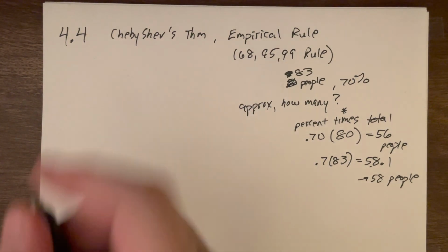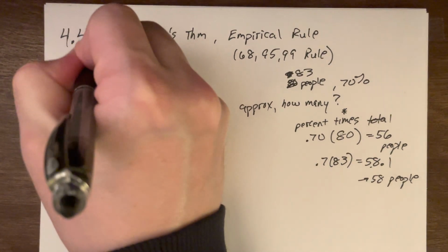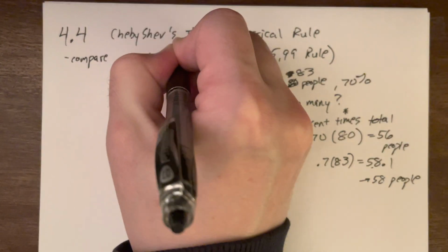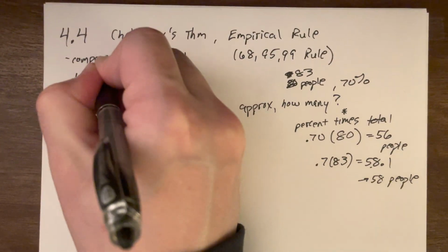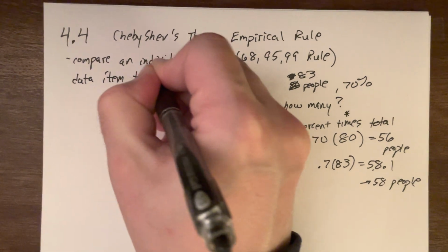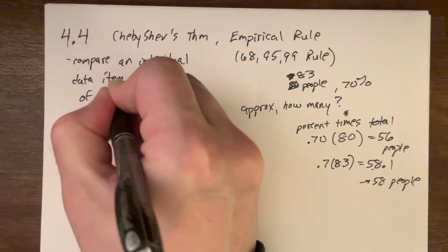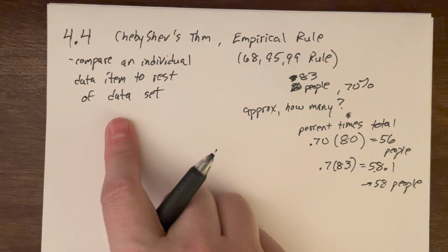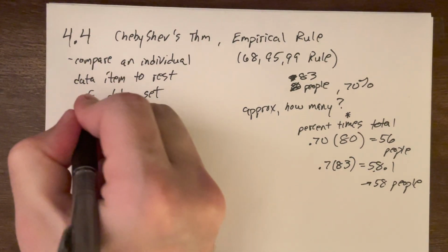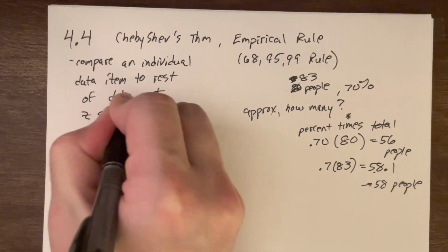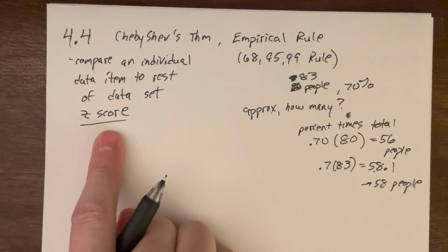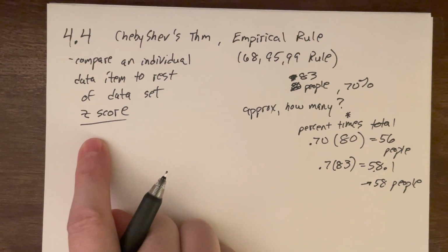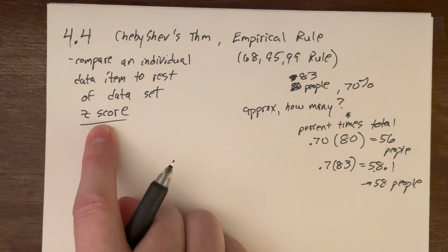But then the second part, we also want to compare an individual data item to the rest of the data set. That is going to be the secondary thing that we do in this section. And for that, we will introduce something that we call a z-score. And we'll also see z-scores can be used for even more. Z-scores, again, a nice way to compare.